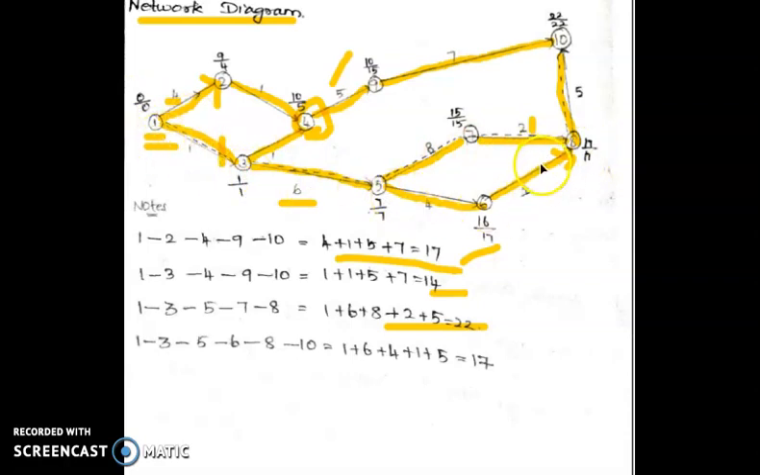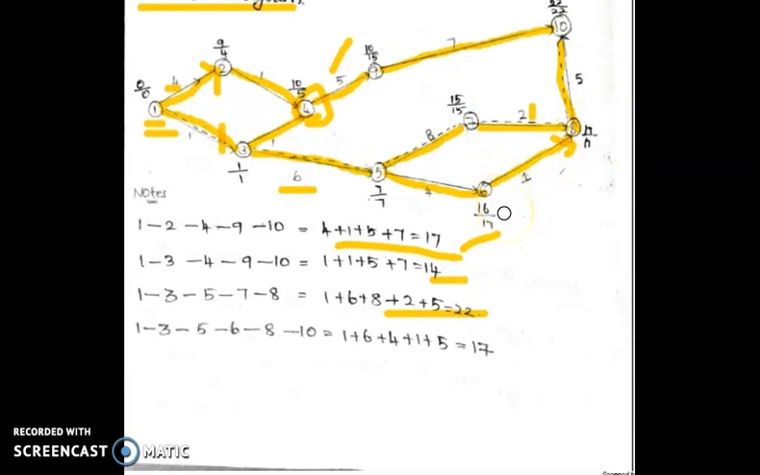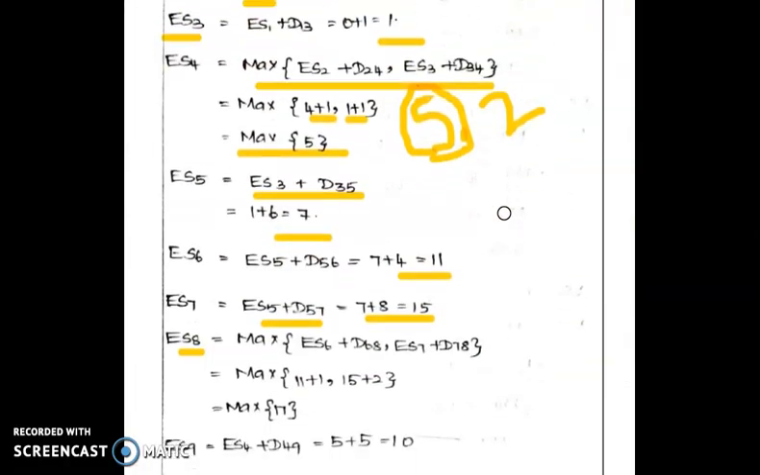So here, same destination, two different sources. So we find out the maximum of ES7 plus D78, comma, ES6 plus D68. What is the value of ES6 plus 11 plus 1 and 15 plus 2? The maximum value will be 17. So ES8 value will be considered as 17.